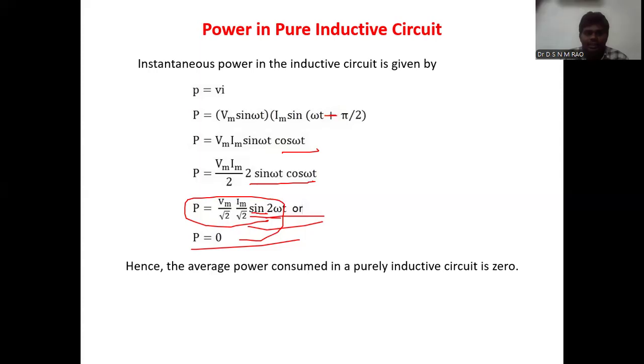Whereas in a pure inductor, the voltage reference signal is taken as Vm at an angle 0 degrees and the current signal is taken as Im at an angle minus 90 degrees. That means the phase angle between voltage and current is 90 degrees. Current lags the voltage by 90 degrees for a pure inductor.